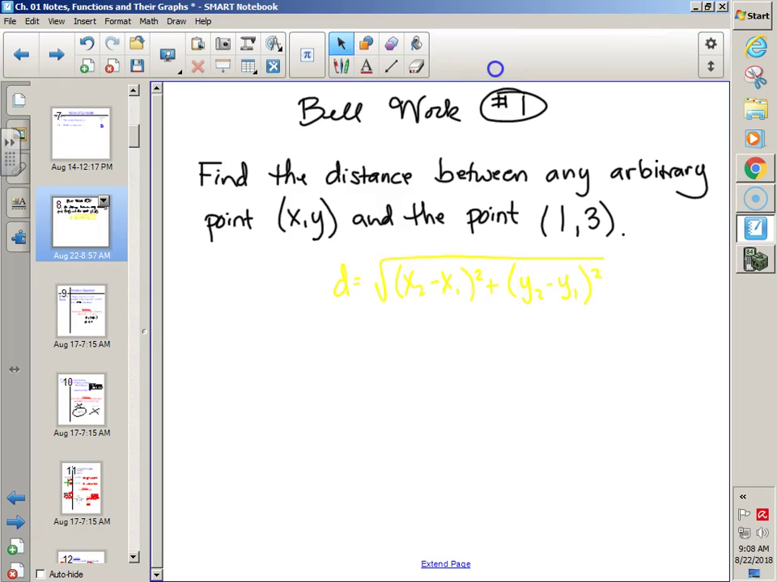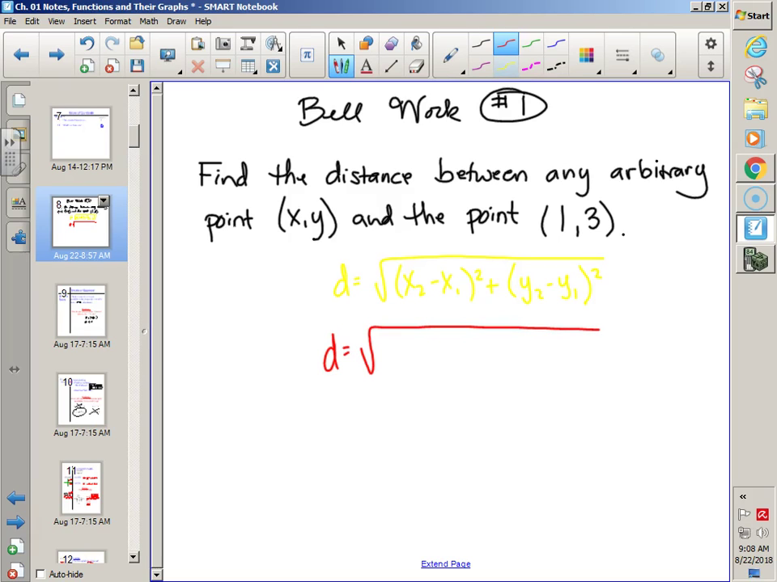Okay, so how did you guys go ahead and plug into that formula then? Who'd you make your x2? You could have made it 1. I wouldn't say it's a bad thing. You could have made it 1, and so it would be 1 minus x quantity squared plus 3 minus y quantity squared. But just because I know what I'm going for, I'm going to actually do it the other way. Is that okay? So that one's my x1, y1, that one's my x2, y2.